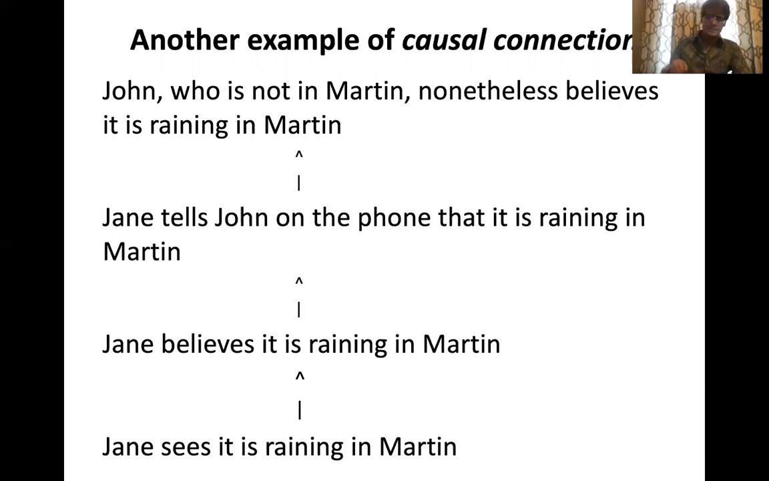So the idea here is that causal connections can be given via testimony. Since Jane's belief stands in the correct causal connection to the truth maker, the raining, her testimony therefore stands in the right relation to the rain. And so that means that John knows that it's raining too.